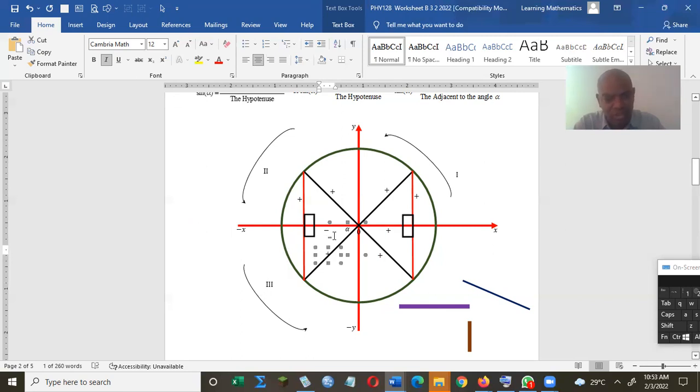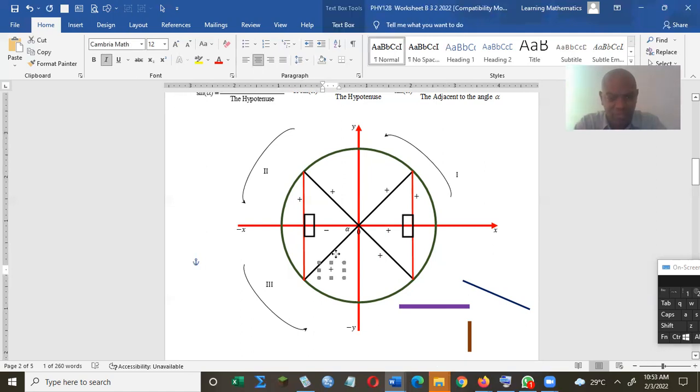It's opposite to the angle, because this side can become opposite too. That horizontal line can become opposite. Bear that in mind. If I take alpha and I put alpha there, then this horizontal line becomes opposite. Okay? So please bear that in mind.